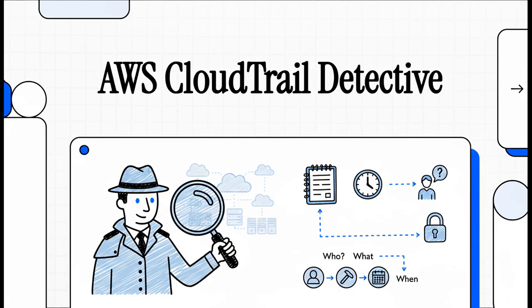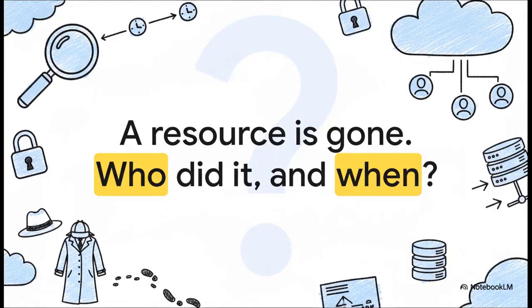All right, let's talk about AWS CloudTrail. We're going to treat it like the ultimate detective for your AWS account, because really, that's what it is. It's the service that's always watching, making sure you have a record of every single action to keep things secure, compliant, and running smoothly.